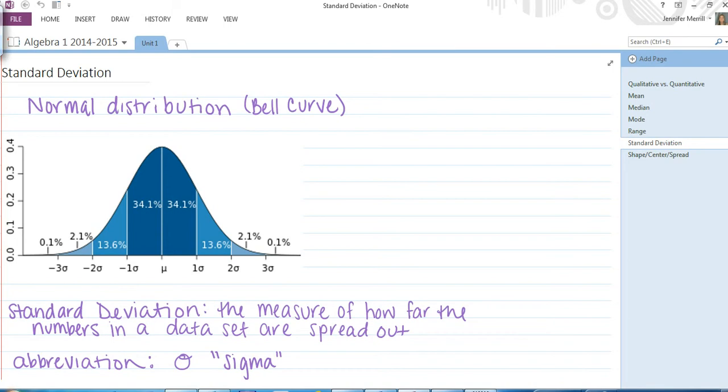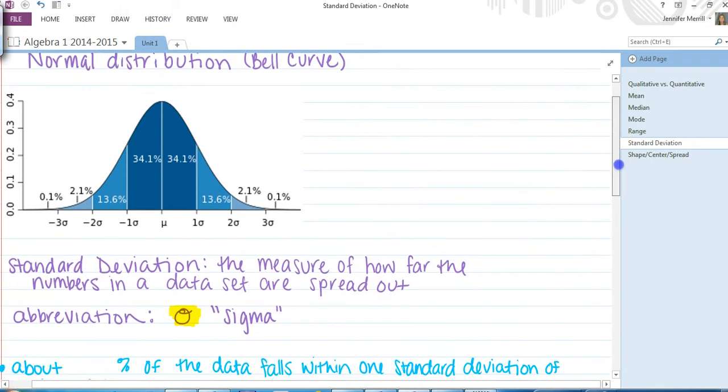Standard deviation is the measure of how far the numbers in a data set are spread out from the mean. The normal distribution is called the bell curve because it looks like a bell. The abbreviation for standard deviation is sigma, which is shown right here. This is sigma.